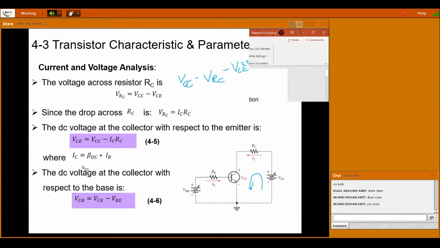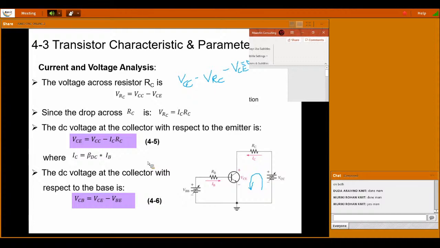Now, what is IC actually? The current gain is IC by IB, so IC is beta times IB. Hence our collector to emitter voltage is equal to VCC minus IC RC. If we find IB, we can easily calculate the IC value if I know beta DC. Otherwise, we have to know the collector to emitter voltage, the magnitude of VCC, as well as the resistor value. Like that, the question we'll get.